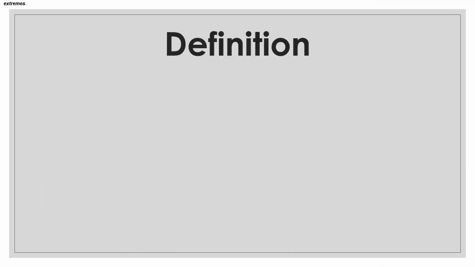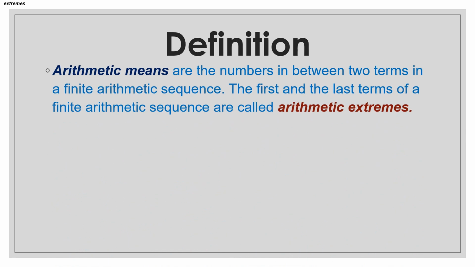Now let's have the definition of arithmetic means. Arithmetic means are the numbers in between two terms in a finite arithmetic sequence. The first and the last terms of a finite arithmetic sequence are called arithmetic extremes. Now let's have some examples.